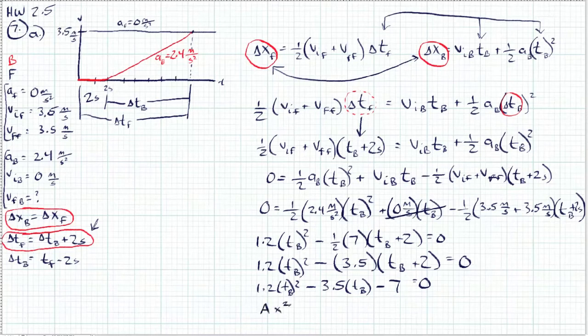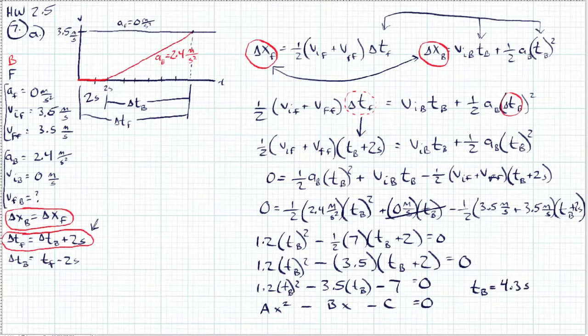That's our ax squared right there, that's going to be our bx, and that's going to be our c equals 0. So put in 1.2 for a, negative 3.5 for b, and negative 7 for c. That's going to give us two answers. The more reasonable answer is the positive one, because you can't have negative time. So the time of the biker is equal to 4.3 seconds.